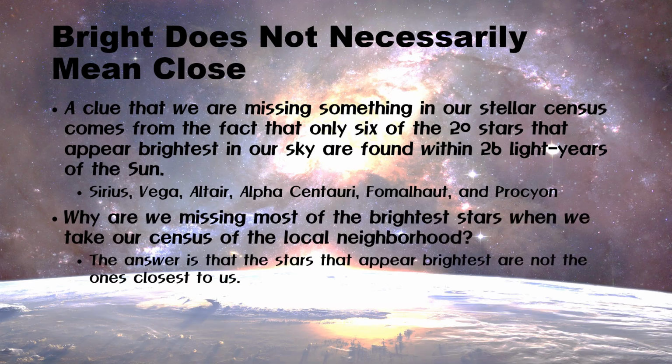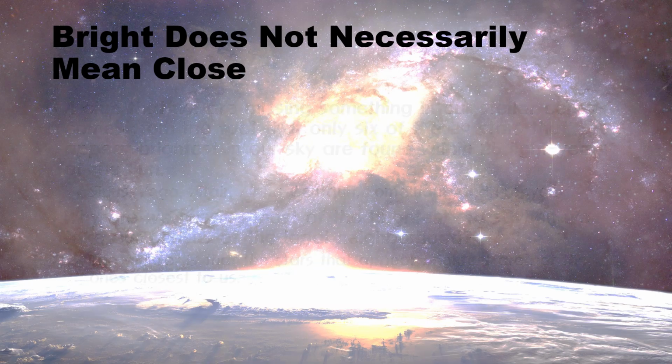So you might be wondering, why are we missing most of the brightest stars when we can take the census of our local neighborhood? Why are there only 6 of these 20? Well, the answer is that stars that appear to be the brightest are not necessarily the ones closest to us. Again, only 6 of those 20 stars are within that distance.